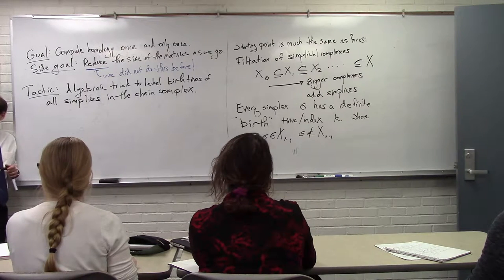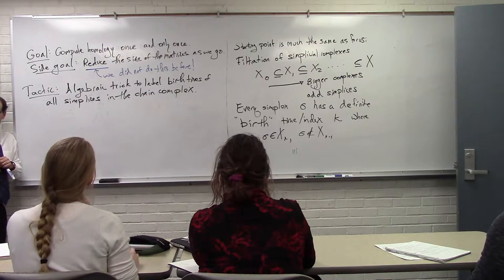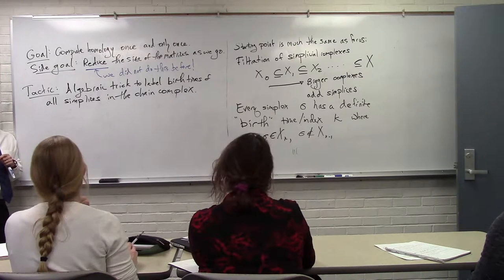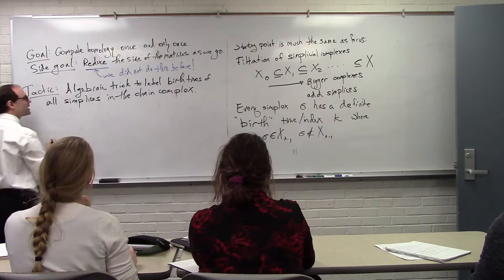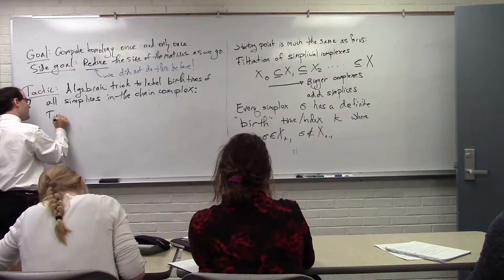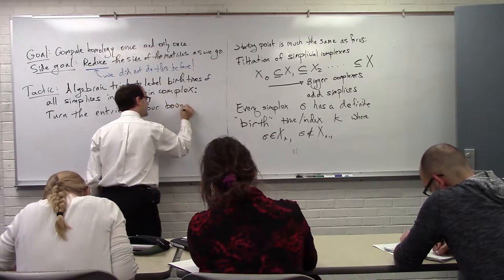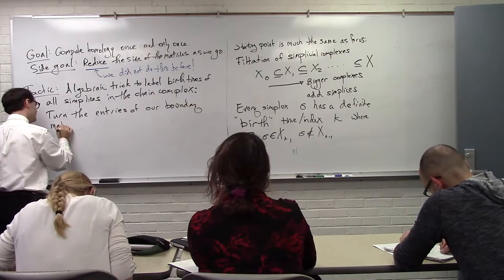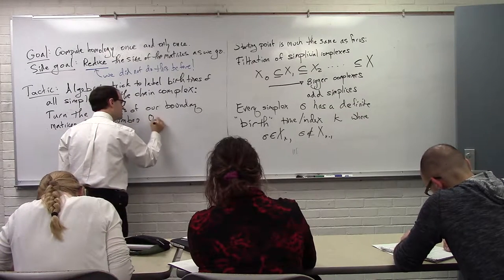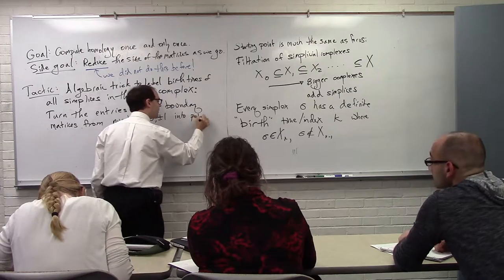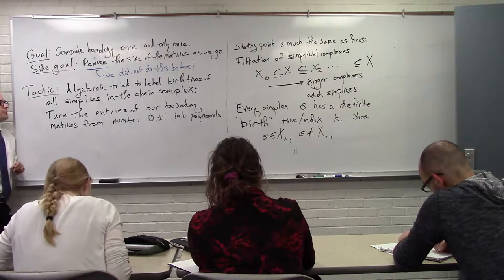Now, I think everyone here is comfortable working with polynomials and doing algebra with them. So by hand, you can kind of do the algorithm that these folks developed. And doing it in a computer is a little dodgy without actually knowing the algebra at the refined level. But we can do it on the board pretty easily. So the tactic here, how do we do this algebraic trick? Well, it's actually very simple. Turn the entries of our boundary matrices from numbers 0, plus or minus 1, into polynomials. Algebra on the polynomials. That's the idea.